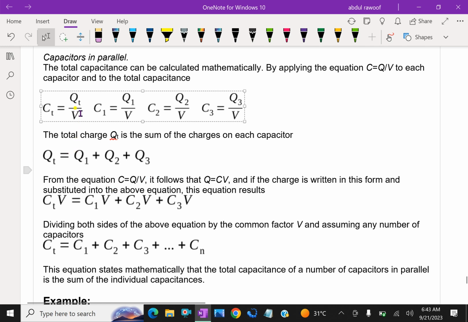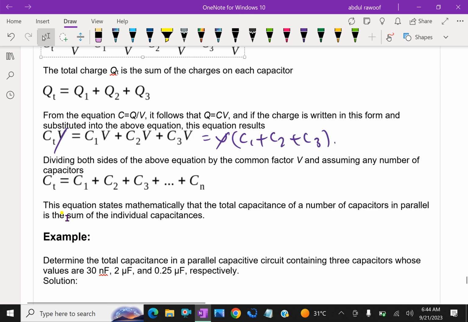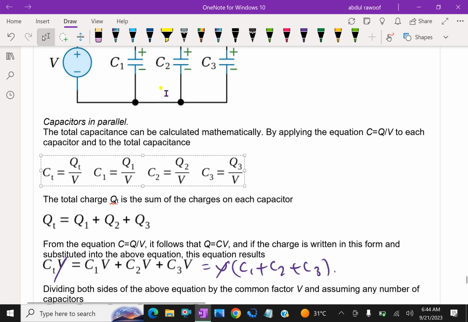Now, charge Q equal to cross multiplication, CT V equal to Qt, and C1V plus C2V plus C3V. Here, take out V common: C1, C2, C3, then V cancels. Therefore, we have CT equal to C1 plus C2 plus C3 up to Cn. That is, up to n capacitors in parallel, then CT equal to the sum. Here 3 capacitors are in parallel, so we have CT equal to C1 plus C2 plus C3 in this figure.